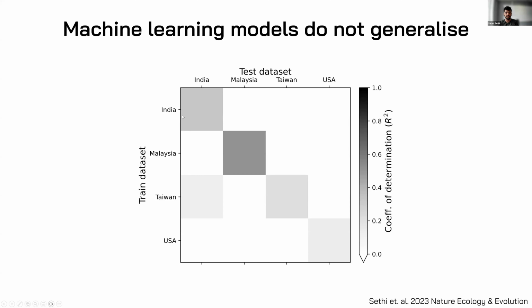But if we train a model on any one of these locations and evaluate it elsewhere, then our coefficient of determination is less than 0, which means that your predictions are worse than chance, or as good as chance.